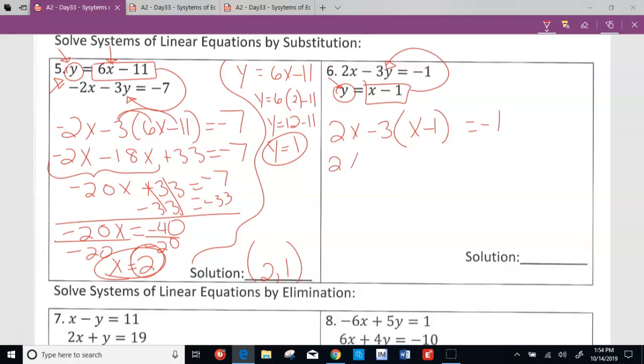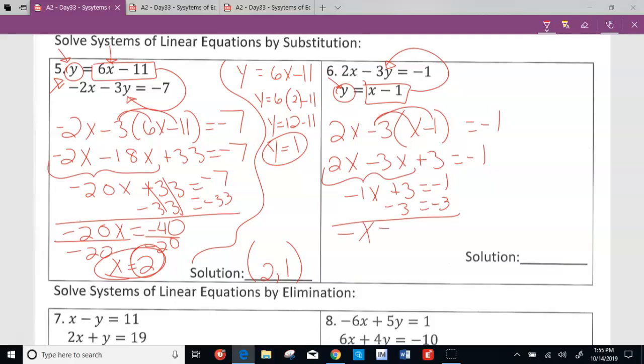And just like before, I'll apply distributive property. Negative 3 times x is negative 3x. Negative 3 times negative 1 is a positive 3. Combining my like terms, 2x's minus 3x's gives me negative 1x plus 3 equals negative 1. Subtract 3 from both sides to get the x by itself. I get negative x, or negative 1x, equals negative 1 minus 3 more, which is negative 4.